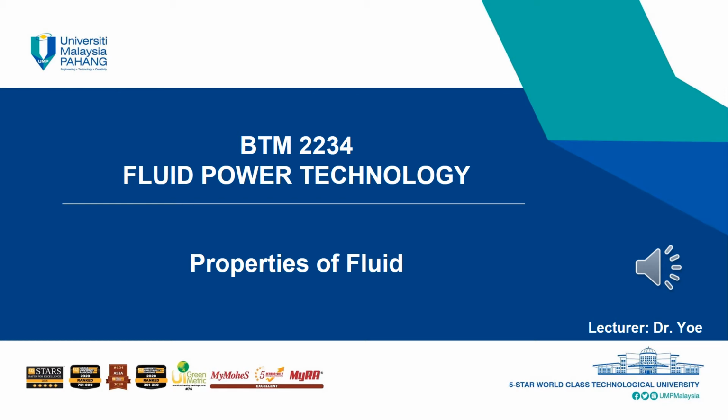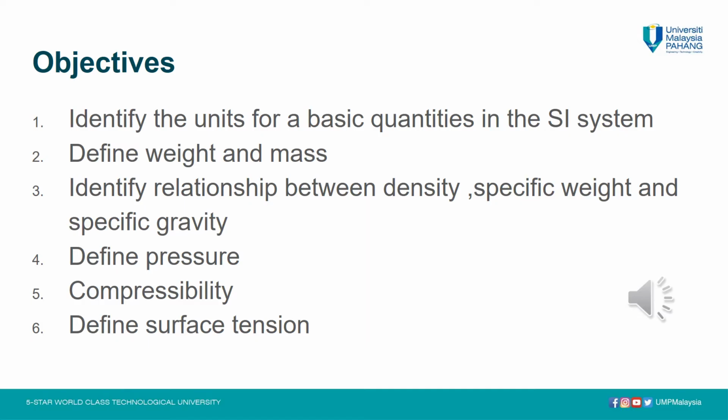Today we will learn chapter 1, which is properties of fluid. These are the objectives in this chapter: to identify the unit for basic quantities in the SI system, to define weight and mass, to identify the relationship between density, specific weight, and specific gravity, to define pressure, to define compressibility, and to define surface tension.